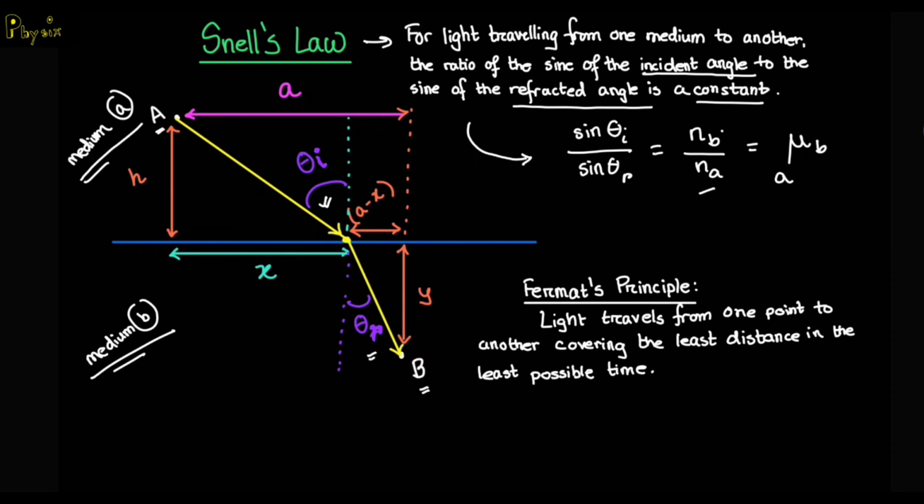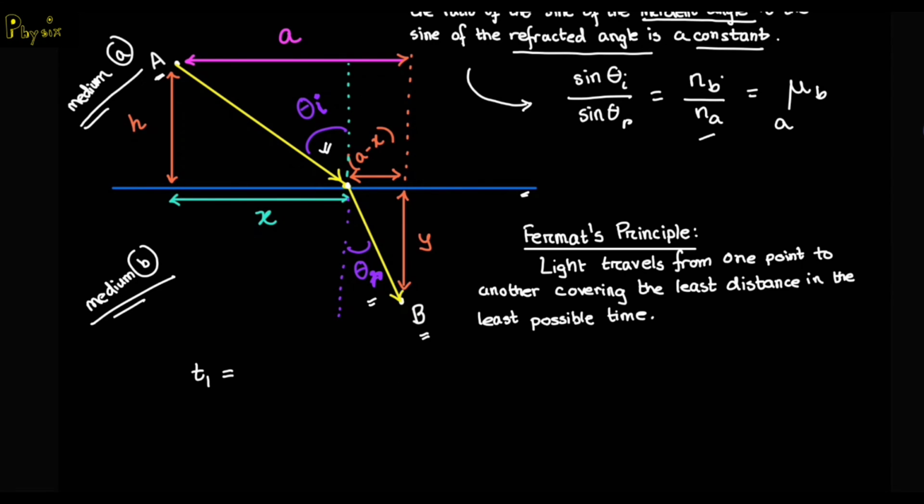As we proceed with our derivation, we first take the time light takes to traverse from point A to the point of intersection of the light ray and the medium separating medium A and medium B, which is this blue line over here. Let's consider that time to be t1, and the time it takes from this point to point B, let that be time t2. So mathematically, you would say that t1 would be d1 over the velocity of light in medium A, and d1 represents this distance over here. And similarly, t2 would be d2 over v2, and d2 is this yellow distance over here.